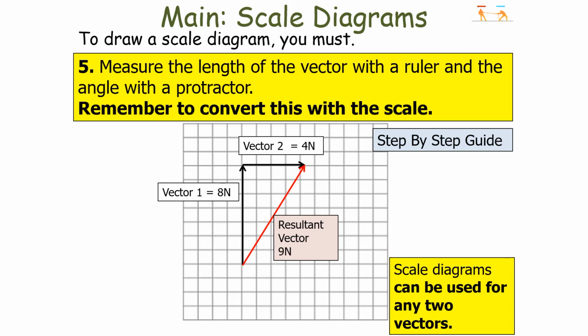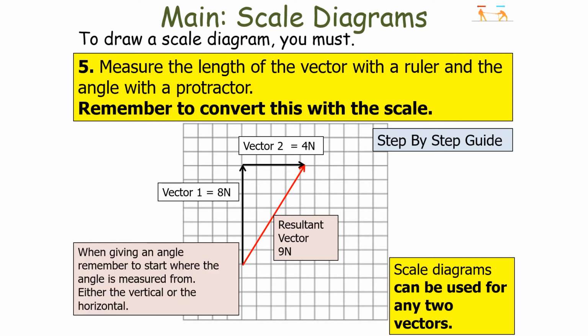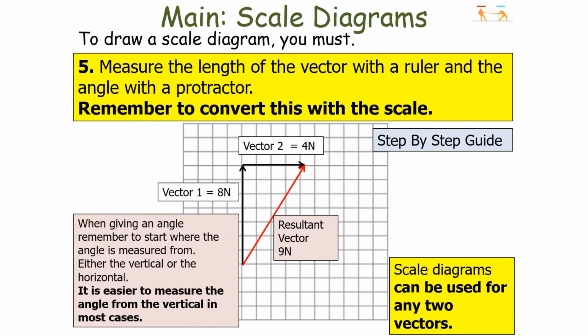You can then measure the length of the vector with the ruler, and you can measure the angle with the protractor. Now you've got to remember to convert the length back into a value by looking at your scale. Now again, remember, when given an angle, you've got to say where you start measuring your angle from, either the vertical or the horizontal. In most cases, it's easier to measure the angle from the vertical.